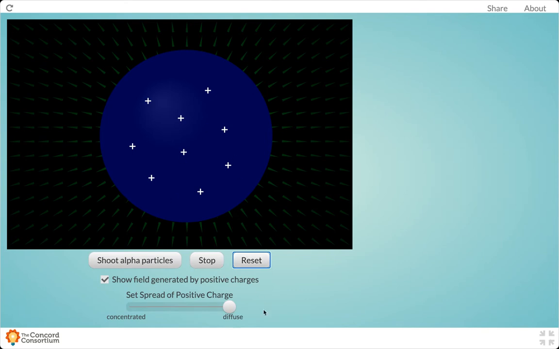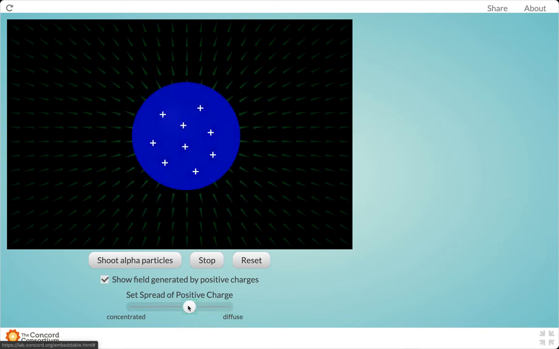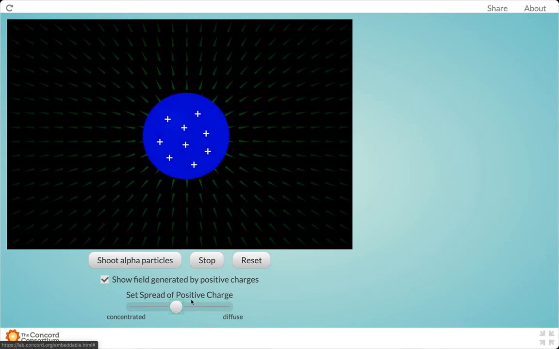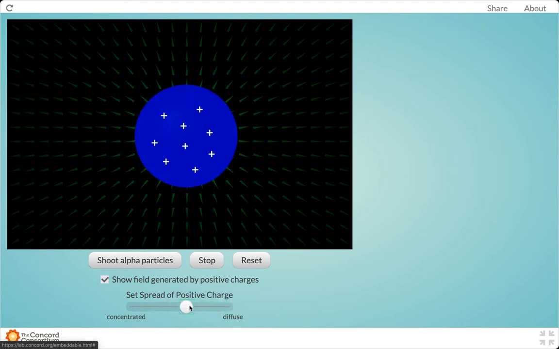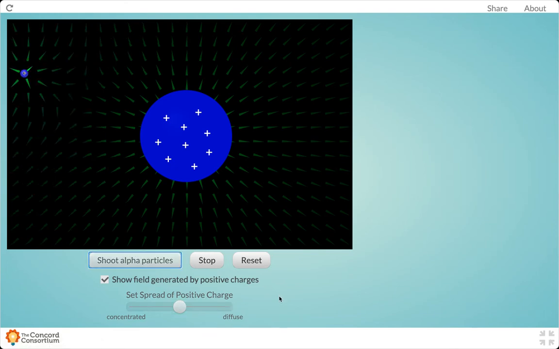And now let's bring some of those positive charges a little bit closer together. Not highly concentrated, but just a little bit closer. What do you notice now about the electric field compared to when they were more spread out? What you should be noticing is a change in the intensity of the green color, and that should relate to the strength of the electric field. Now let's go ahead and shoot some more alpha particles at it, and let's see what happens.